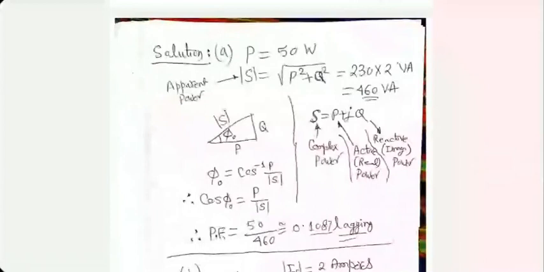Phi naught is cos inverse of P divided by the magnitude of S. From there you calculate cos phi naught, which is the power factor. The answer is straightforward, 0.1087. We don't actually have to worry about calculating actual currents. You can go straight to the complex power concept and do the power factor calculation. I could have done it in different ways also, but this is probably the simplest technique to follow.